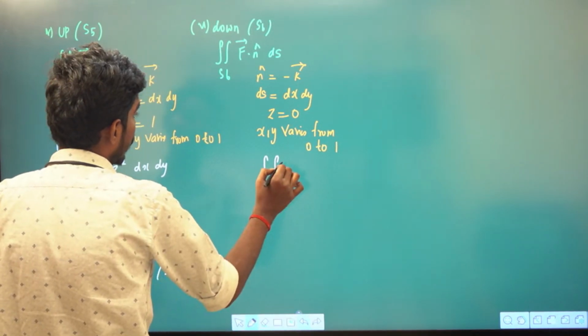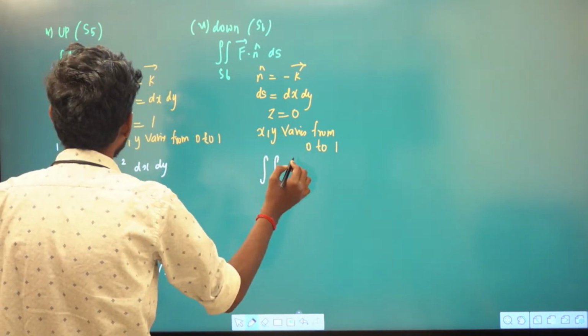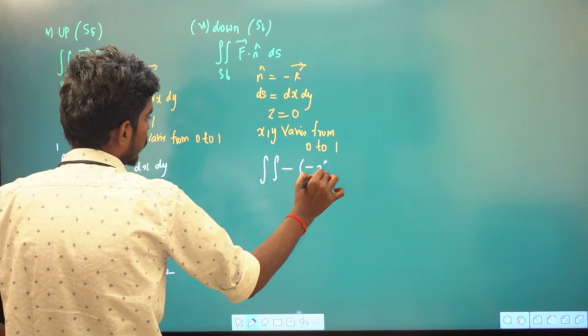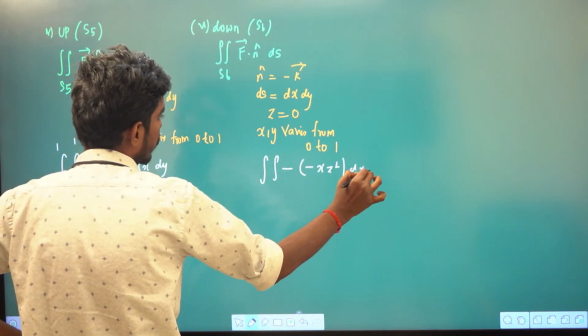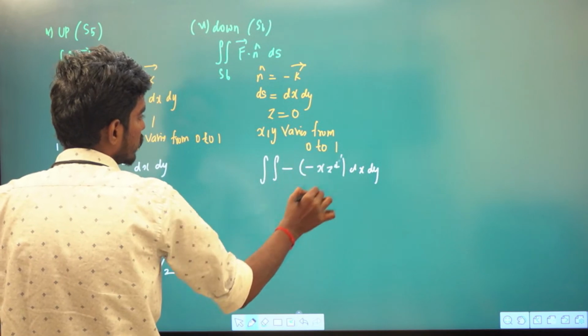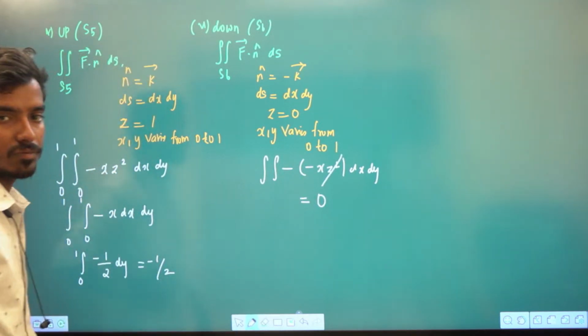F vector dot n cap. So F vector dot minus k will be minus of minus x z square dx dy. And you know z is 0, so this full term will be 0.